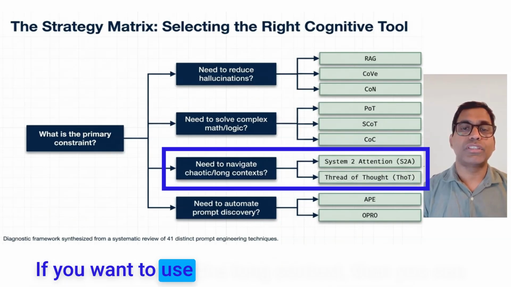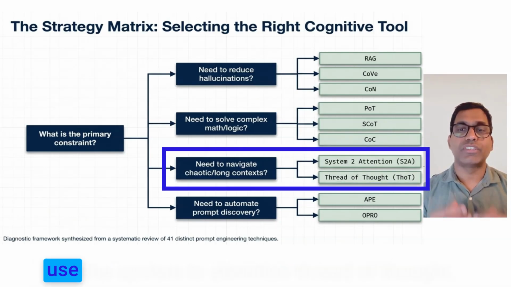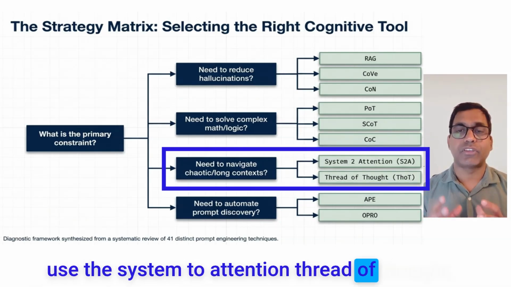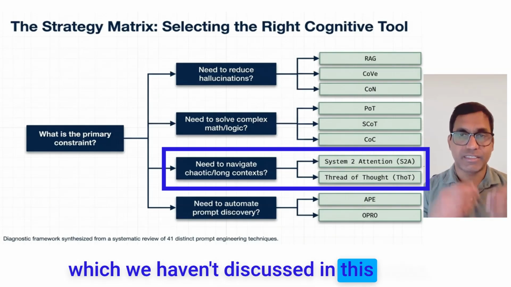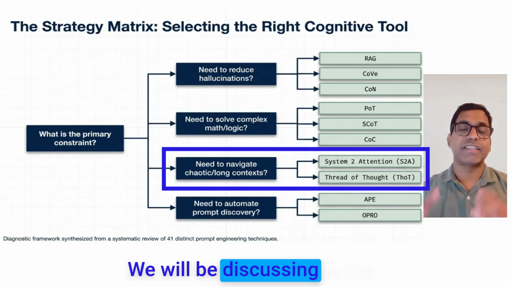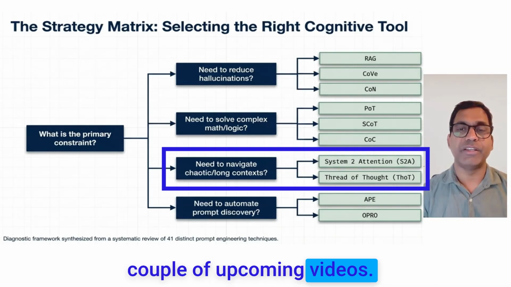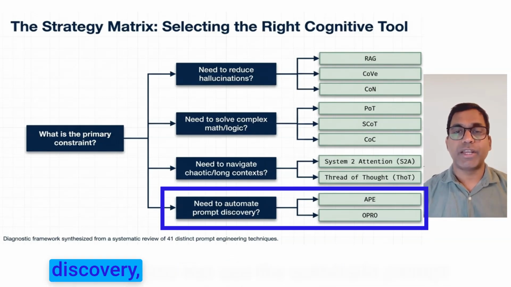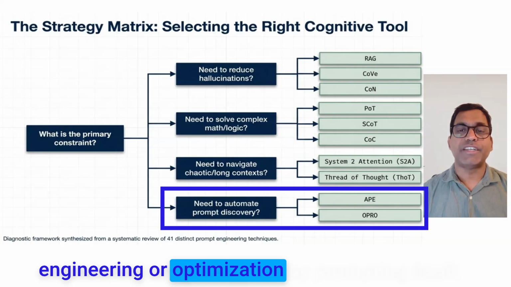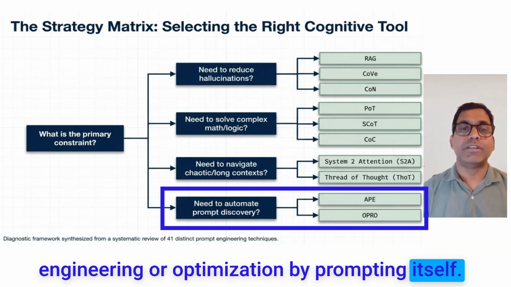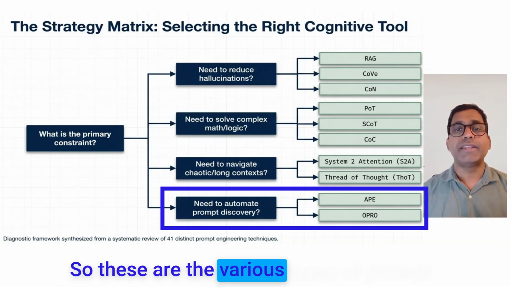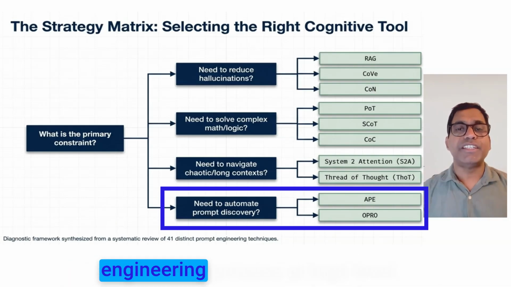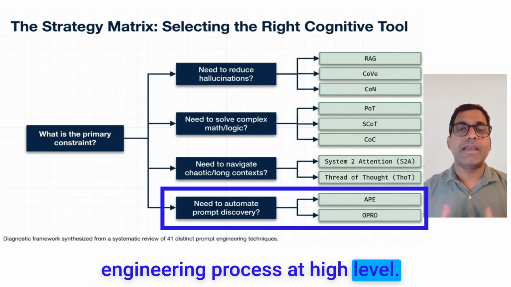If you want to use the long context, then you can use system 2 attention or thread of thought, which we haven't discussed in this video. We will be discussing them in the next couple of upcoming videos. And if you want to automate your prompt discovery, you can use automatic prompt engineering or optimization by prompting itself. So these are the various types of prompt engineering processes at a high level.